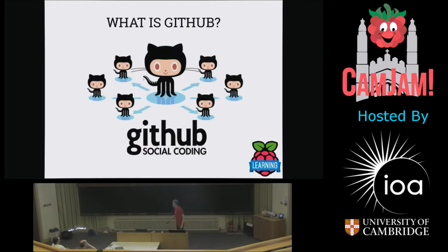So what is GitHub? GitHub's a website. It's a bit like a social network for code projects. You have a profile and you have a user on there and there are other users you interact with and you collaborate on projects and you commit code and commit changes to projects to this website.